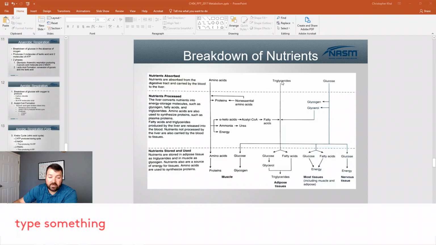The triglycerides, or your fat, gets absorbed and processed and gets broken down into the fatty acids, the free fatty acids, and some more glucose. Those get stored as triglycerides in adipose tissue, or fat, as we know it.